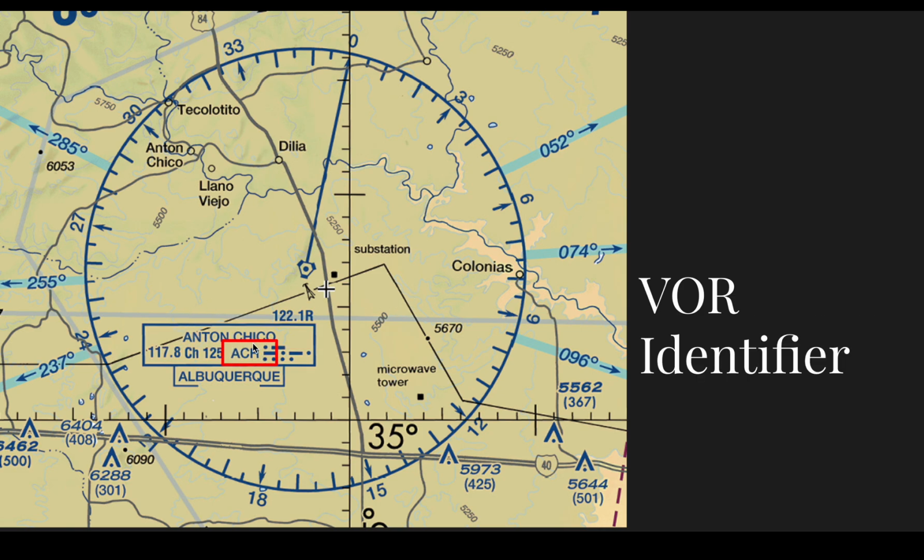And then we have the VOR identifier, three letters. In this case, it's Alpha Charlie Hotel, ACH. You can type that into a GPS as a waypoint. You could also use that in a flight plan filing. You could just type in ACH, Alpha Charlie Hotel, and you'd get that.